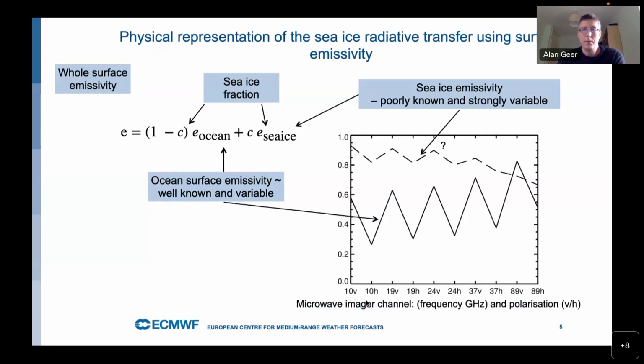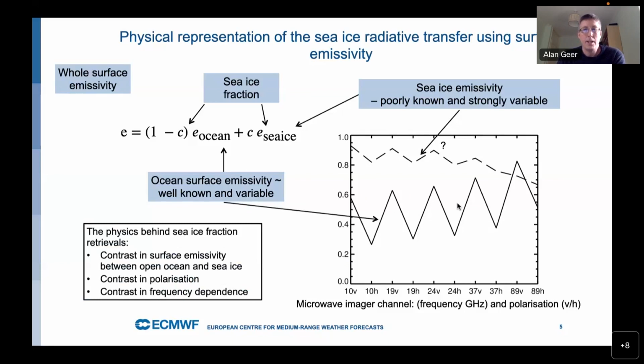And in terms of frequency and polarization, so the numbers are the frequency in gigahertz, V and H are the polarizations, vertical and horizontal. This is the spectrum of microwave ocean surface emissivity. It's got a sawtooth pattern, which indicates strong polarization, and it increases with frequency. Whereas the dashed line with a question mark is a guess at what the sea ice emissivity spectrum might look like, but it's so variable in space and time and so poorly known that we don't have models for it.